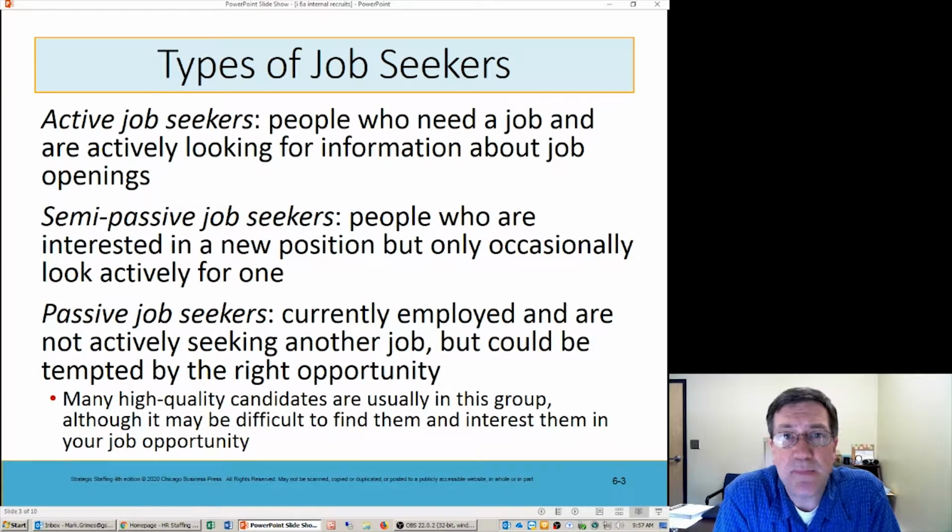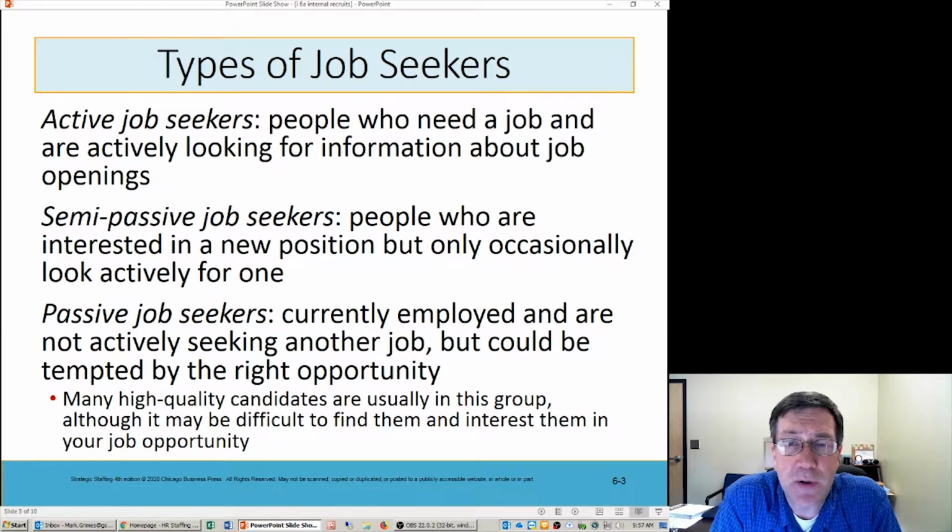If we get a passive or semi-passive candidate, we may still be on the lower part of our salary range, but it may be a little higher than what we would have offered to an active one, because we've got to do better than what they've already got. The third type of job seeker is the passive job seeker. That's somebody who's employed in a role that they like. They're not looking for something else.